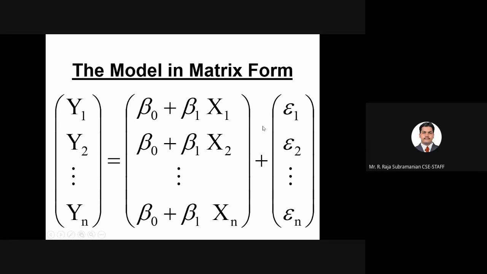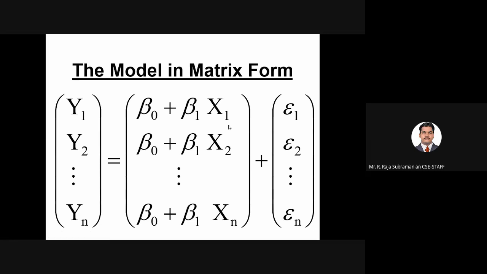So what we need to understand primarily is how the dimensions are going. Here the dimension is n cross 1, I'm having n rows and one column. This I'm having as n cross 2, and this is again an n cross 1 dimension, right? So this is actually the matrix representation of a simple linear regression.